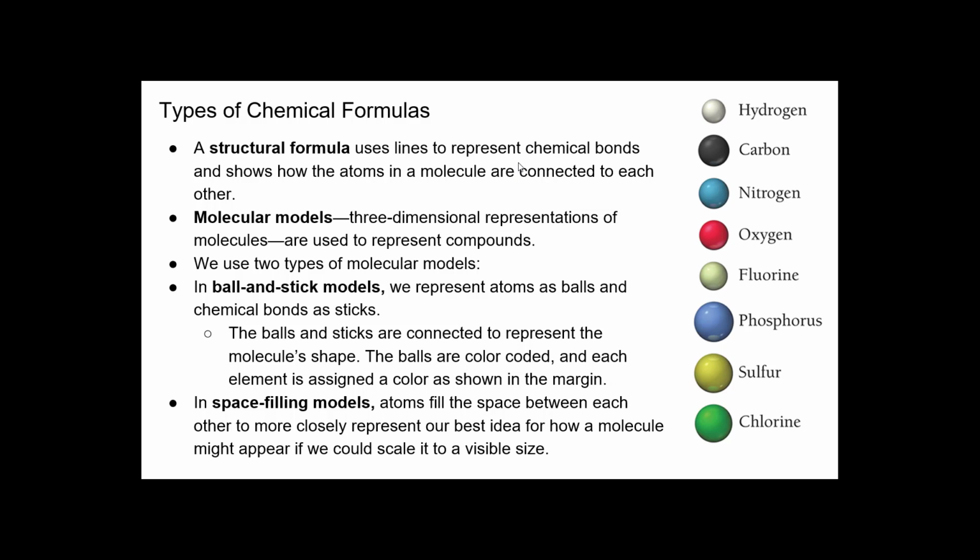So a structural formula uses lines to represent chemical bonds and shows how the atoms in the molecule are connected together. So it's just sticks. Think of drawing shapes with sticks. Molecular models are 3D representations, so it tries to give you an idea of what it would look like in 3D, even though it's a flat surface. It's okay until you start using the stick and ball model, because then you can actually get an idea of what this looks like. So there's two different types of molecular models.